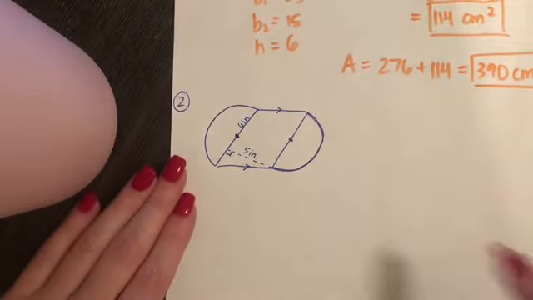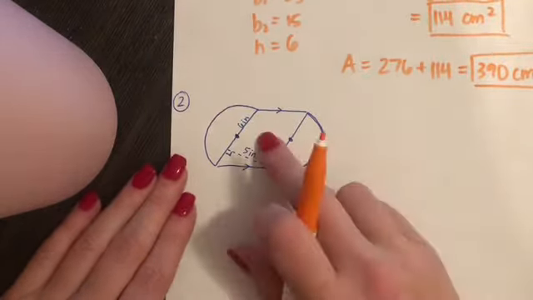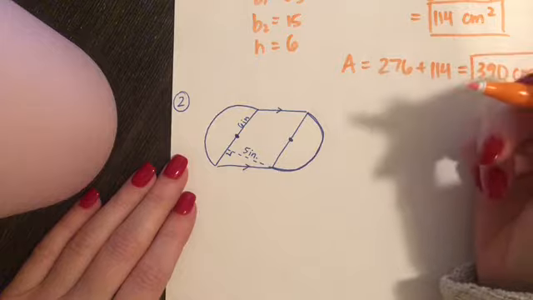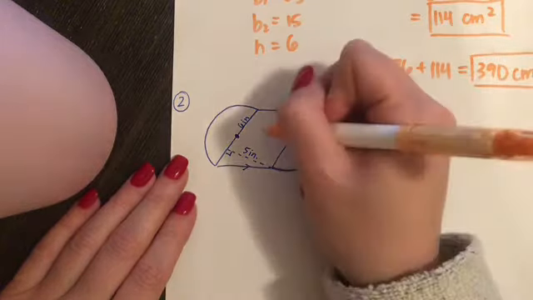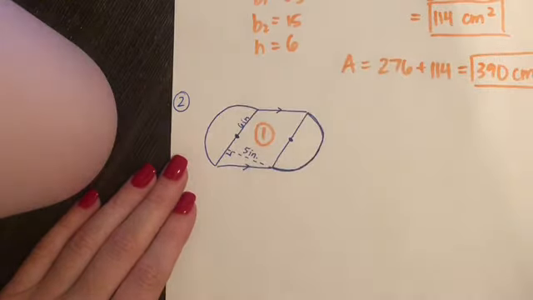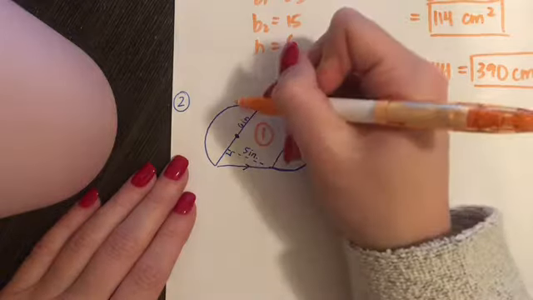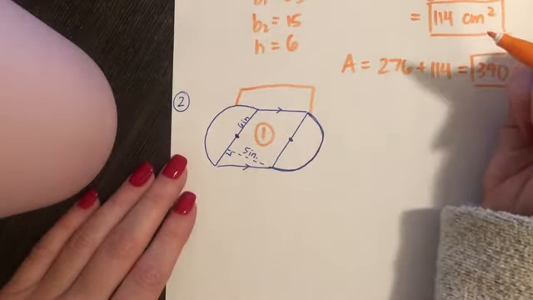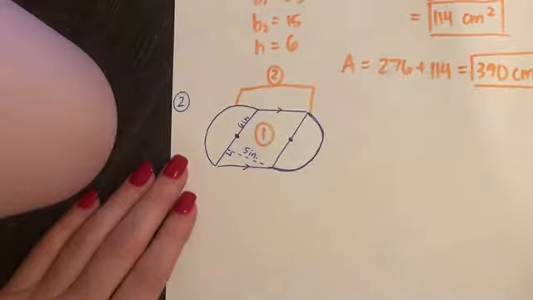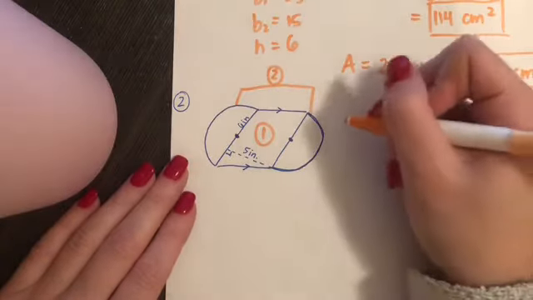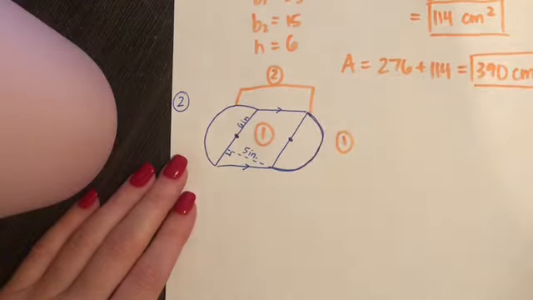Number 2, it looks like we have a parallelogram and it looks like we have 2 semicircles. Let's go ahead and break this up into our first region. We'll find the parallelogram. And then essentially, if these are both semicircles, we can find the area of the total circle and then add that all together. So let's start with the first section.